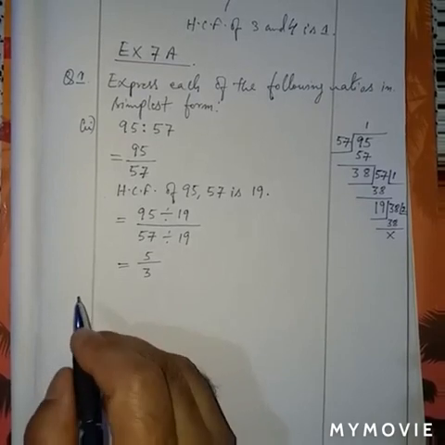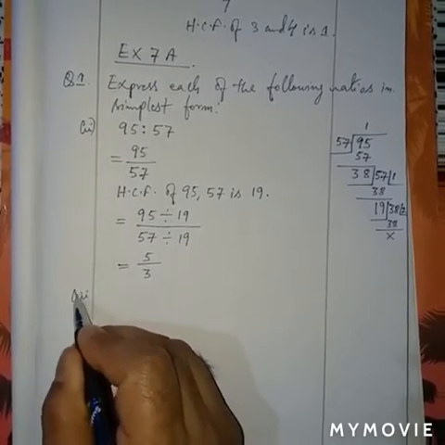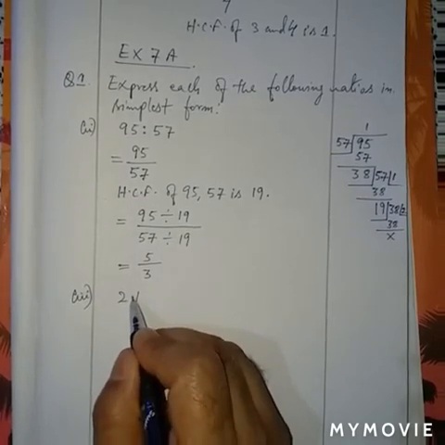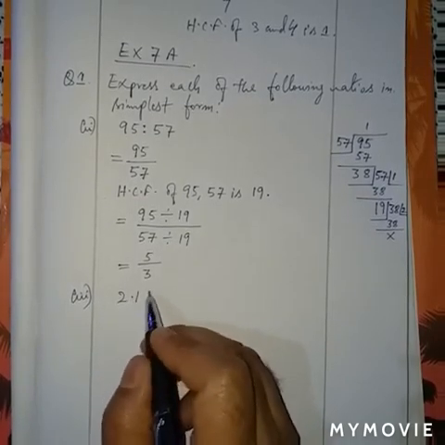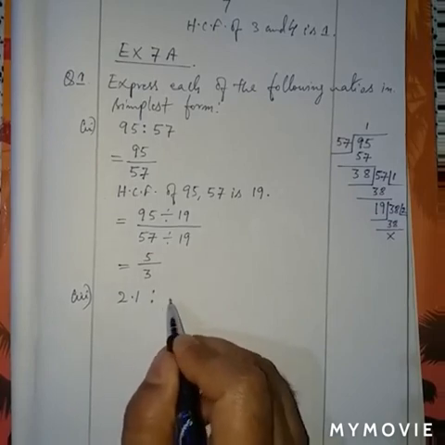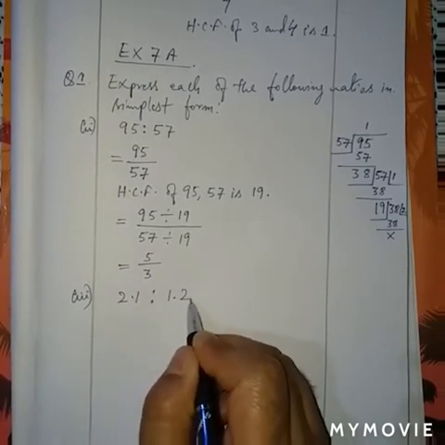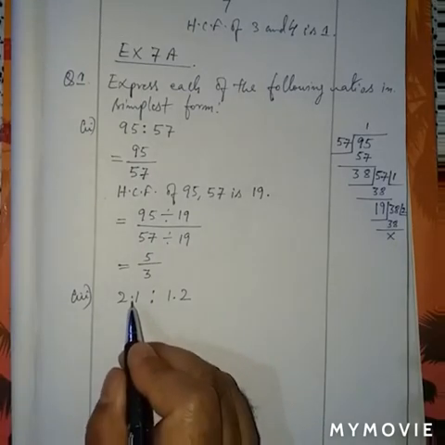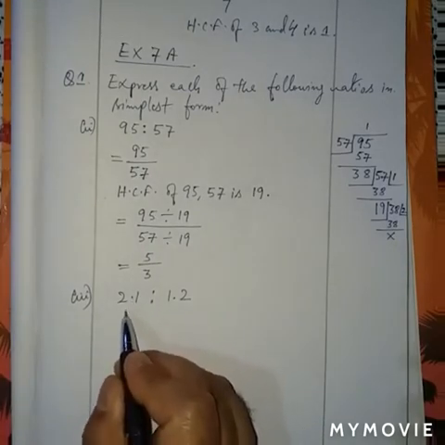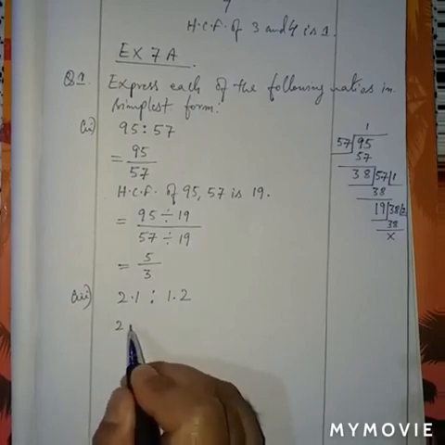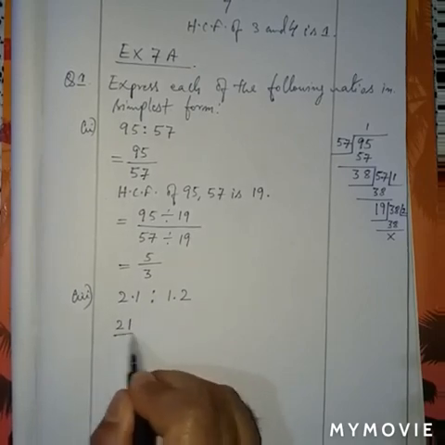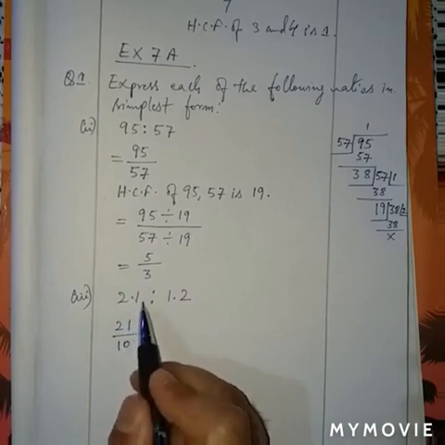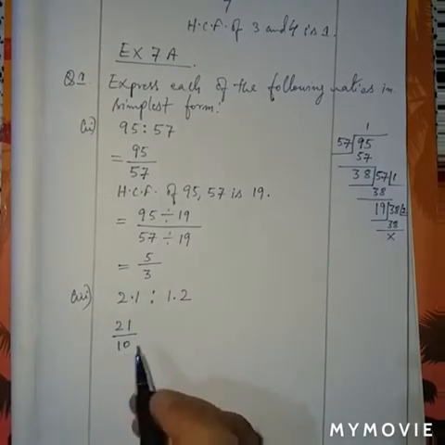Question number 3. 2.1, 2 decimal 1 is to 1 decimal 2. Okay, so here what we have to do is first remove the decimal. Let us bring it into fractional form. 21 by 10. When you are removing this decimal, so here 10 comes.